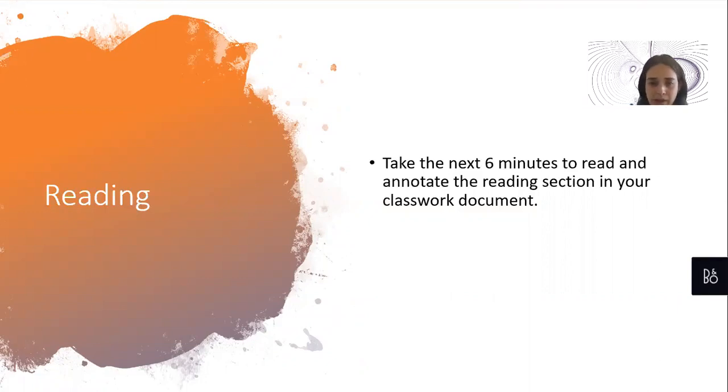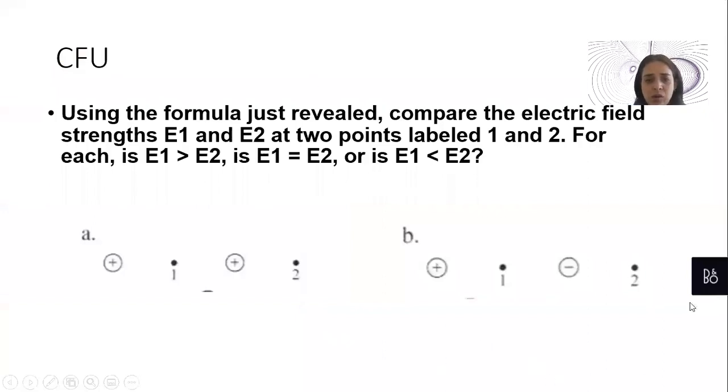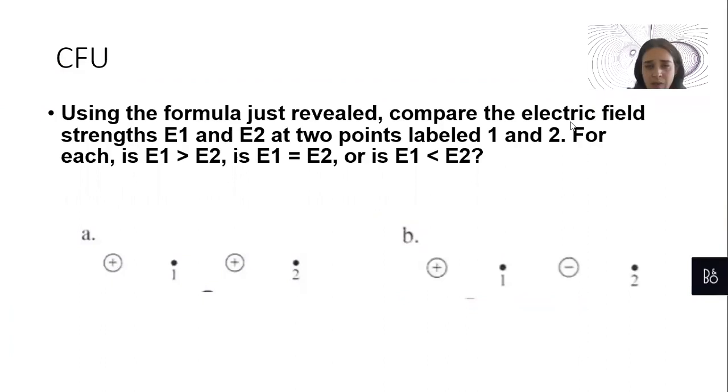Okay, scholars, welcome back. Now let's do a quick check for understanding. Using the formula that was revealed in your reading, and also what we know about the electric fields that we saw before, let's compare the strength between this point, let's call this E1, and then this is E2.